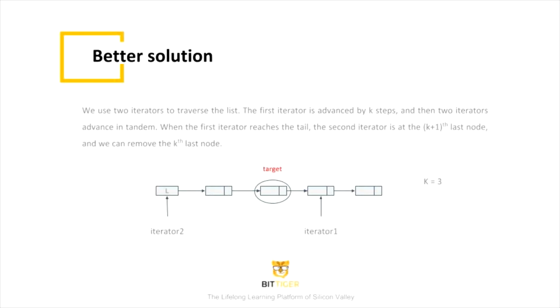Here are 2 pointers. First, we let the first iterator advance by k steps, or in other words, move the first pointer k steps. For example, here k equals 3. We move iterator 1 3 steps to here, then we move iterator 1 and iterator 2 simultaneously. When iterator 1 reaches the end of the list, iterator 2 will point to the k plus 1 last node, which is the previous node of the target node. Finally, we use the operation we mentioned earlier. Remove the target node by linking its previous node and its next node. Very simple.